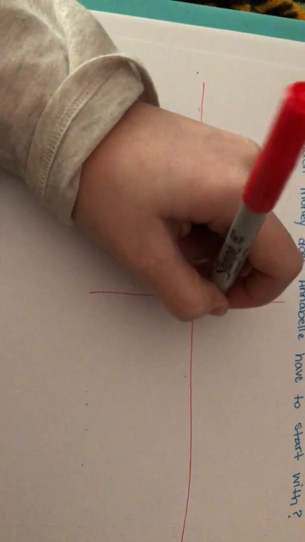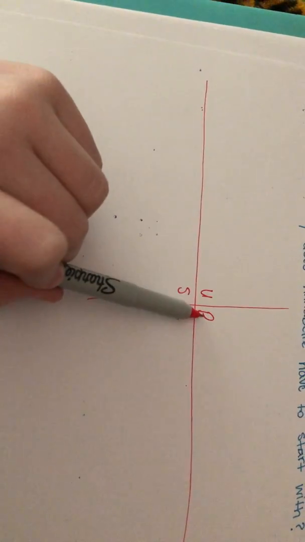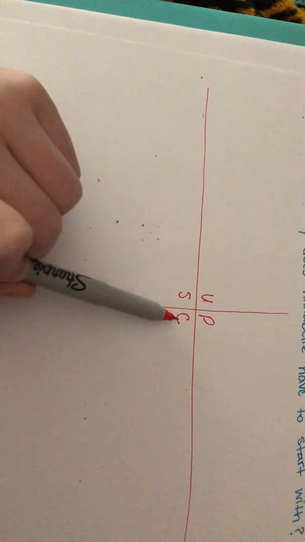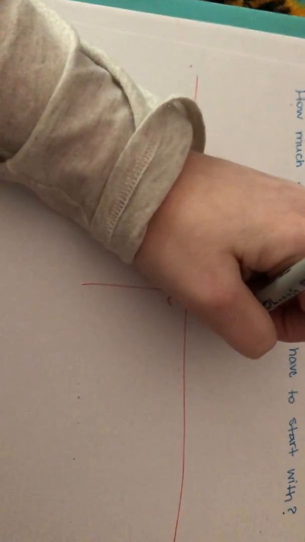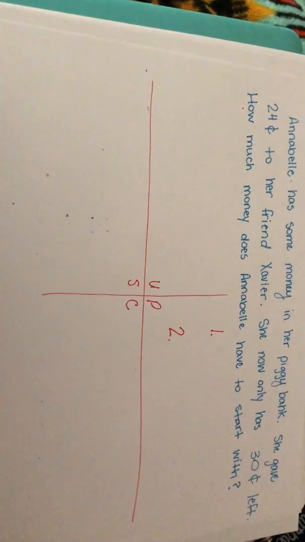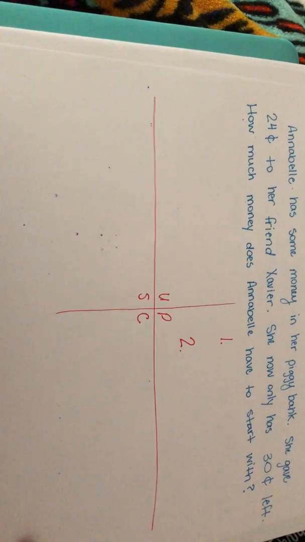So what we're going to first do is we're going to draw our UPSC, which is like a big old plus sign. I'll put my UPSC here in the corner. U stands for understand, P stands for plan, S is solve, and C is check. So in the P box, we should automatically know to put a number 1 and a number 2. Please refer to the study guide as I do have one of these as well typed out for you.